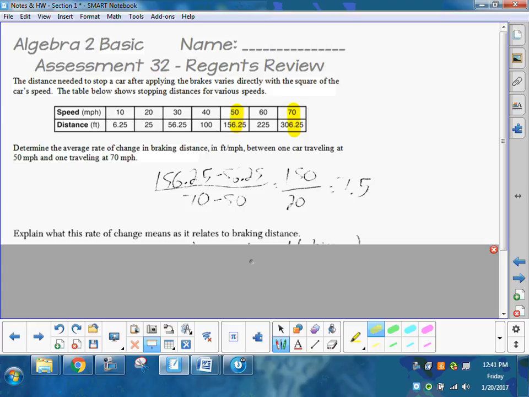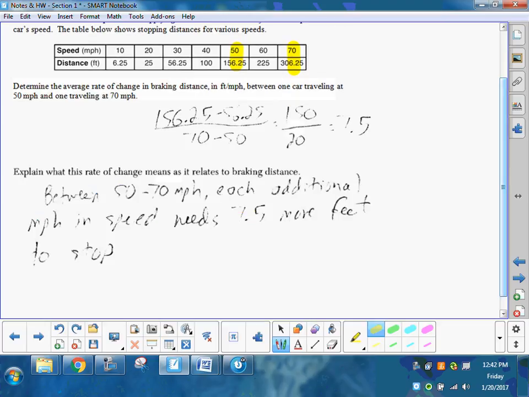Every mile, now there's still something missing on yours though. Every mile an hour that you go more, how much more braking distance do you need? 7.5 feet. But I still need to add one more thing in there. Do you have one thing you want to add? 7 miles an hour. It's not everywhere. That rate only applies from where to where? From 50 to 70.